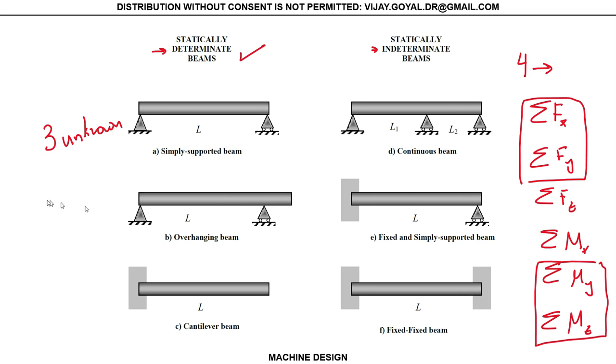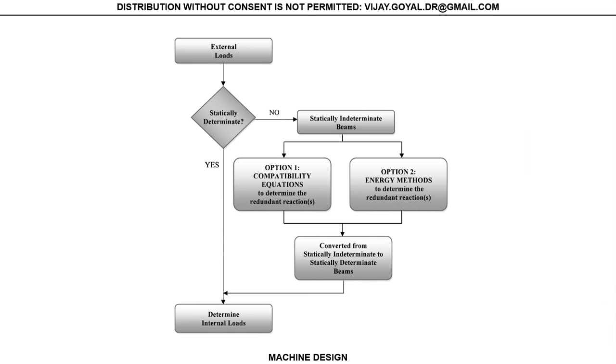So for this particular example, how do we know this? This is a very simple analysis. If it's statically determinate, do your section cuts and find your internal loads. Otherwise, if it's statically indeterminate, then you've got 2 options. You can use compatibility equations to determine the redundant equation, or use energy methods to determine the redundancy. Either way, what you're basically doing is converting a statically indeterminate problem to a determinate one.